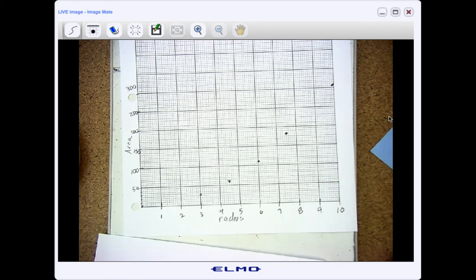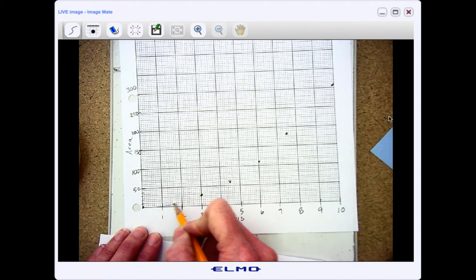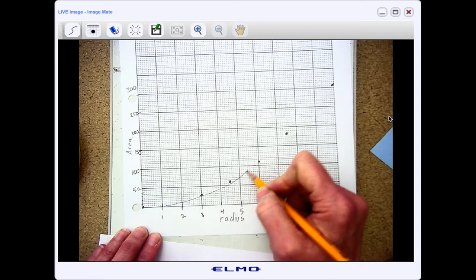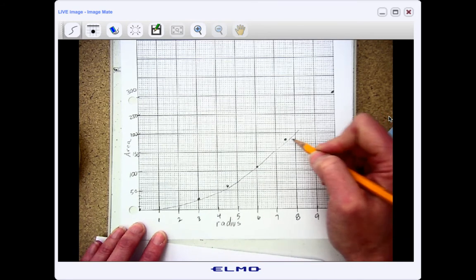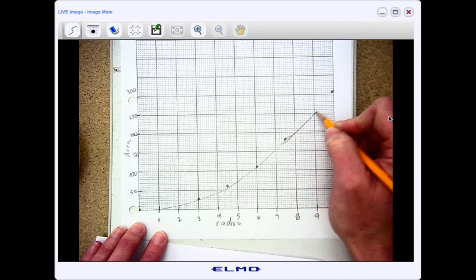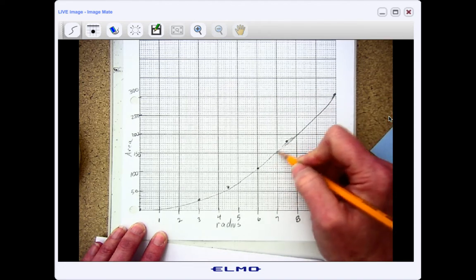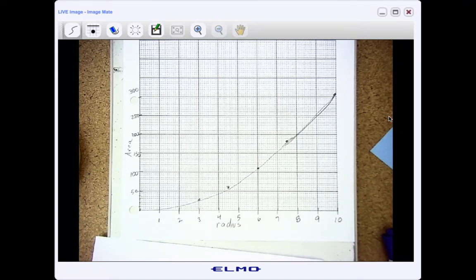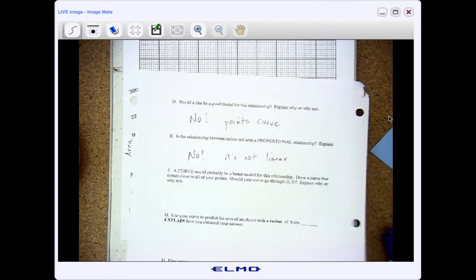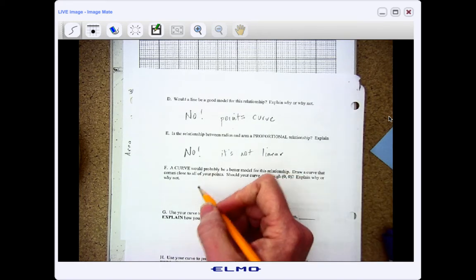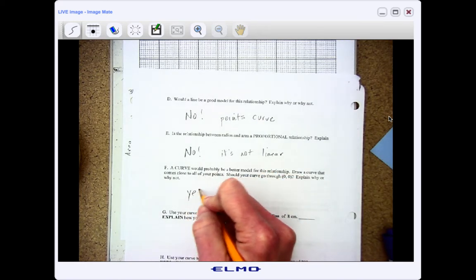When you drew your curve, did it then make your graph look somewhat kind of like this? Yep. Man, need some curve practice, huh? Okay, so then we're going to answer a couple of questions. So curve would be better, so we drew it. Should it go through 0, 0? Yes, and I hope I explained that okay.